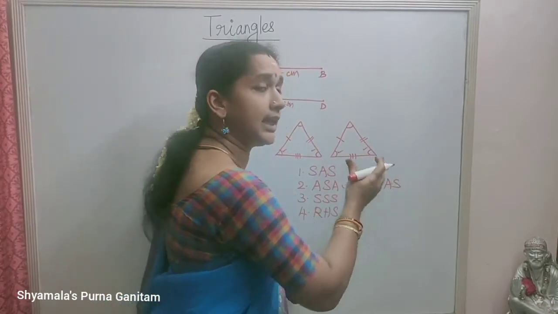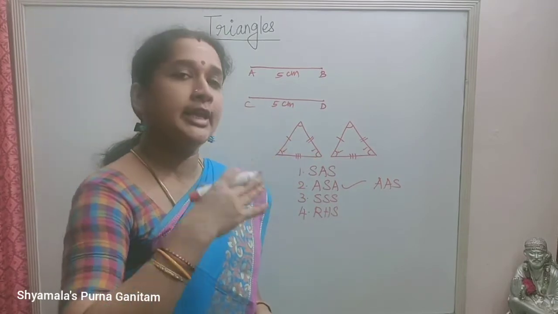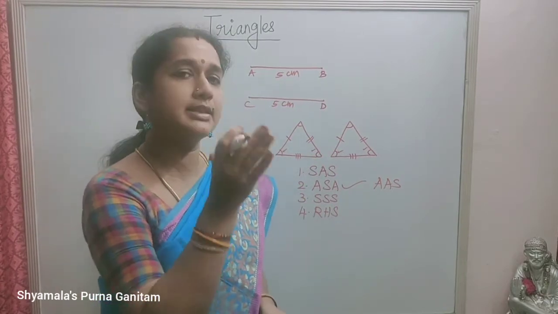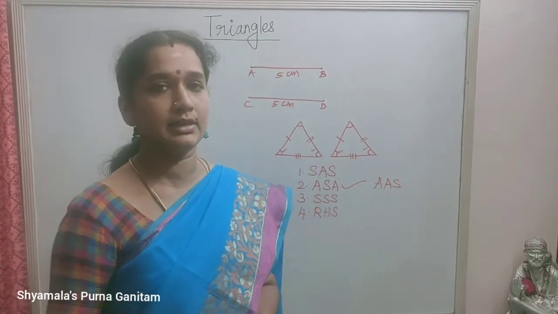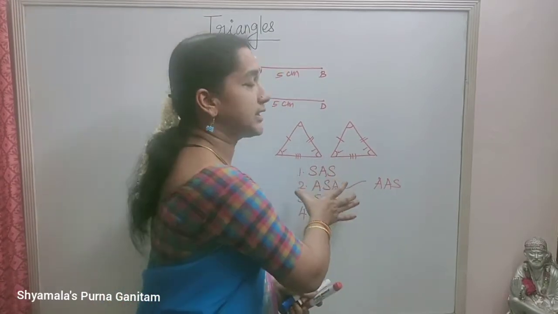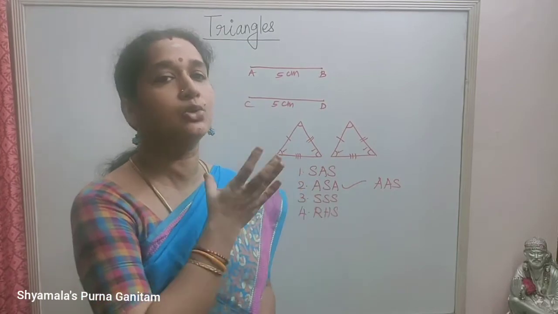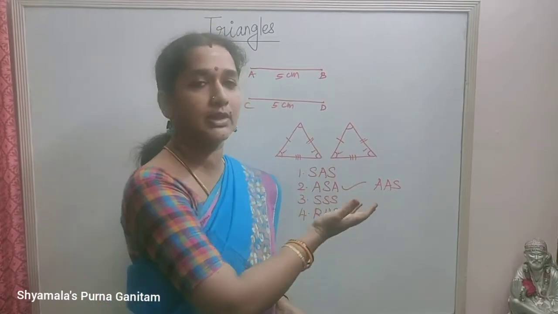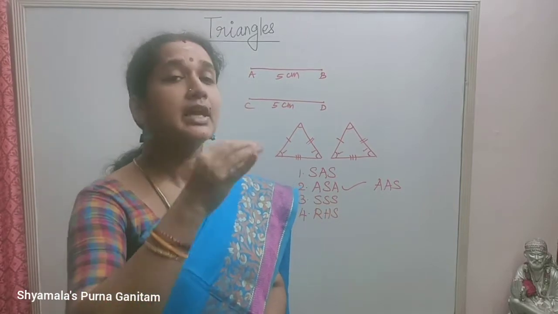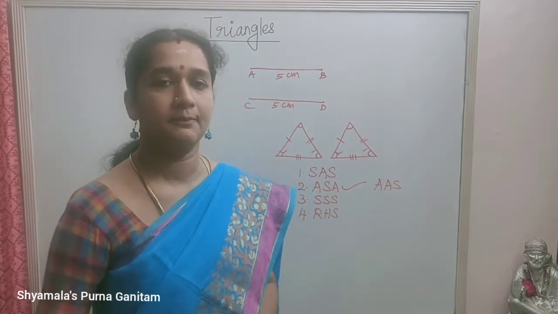Same way you can say AAS also. Any two angles and one side if it is equal, we will say that as AAS congruence. So this first exercise is based on these 2 congruency of triangles. We will apply these 2 congruency of triangles in the given sums and we will do the sums.